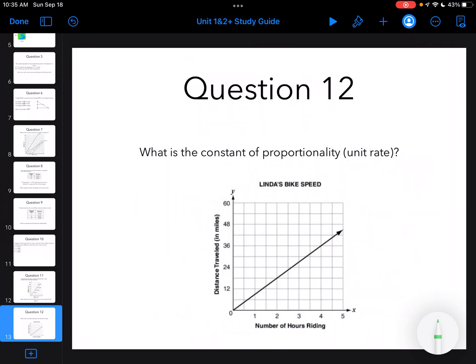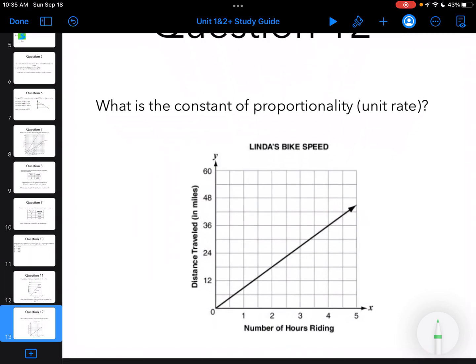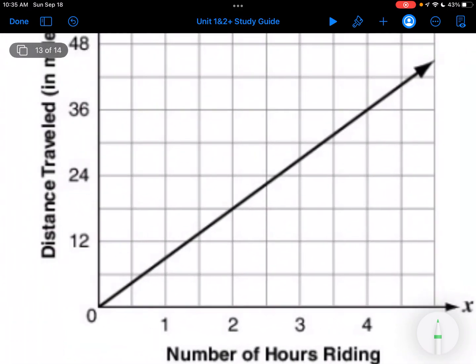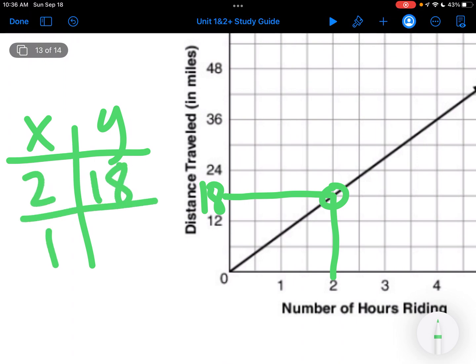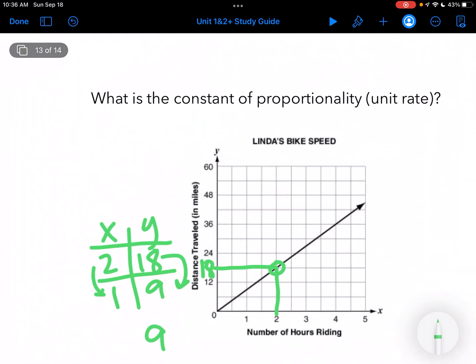All right, question 12. What is the constant of proportionality or the unit rate? So I'm going to look at my graph and I'm going to find where I meet the crosshair, which is right here. So I know that my X is 2, my Y is halfway between 12 and 24, which would be 18. So I know that I have X and Y, so 2, 18. I want to find when X is 1, so I'm going to divide by 2, and I get 9. So the constant of proportionality is 9. So in 1 hour, they travel 9 miles.